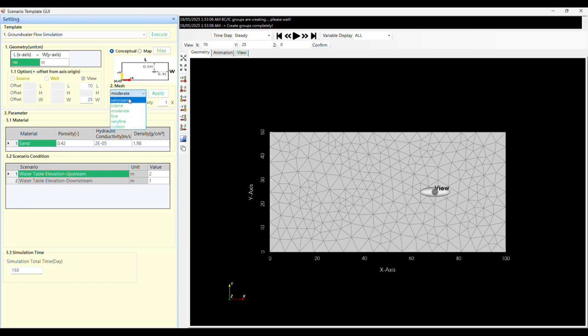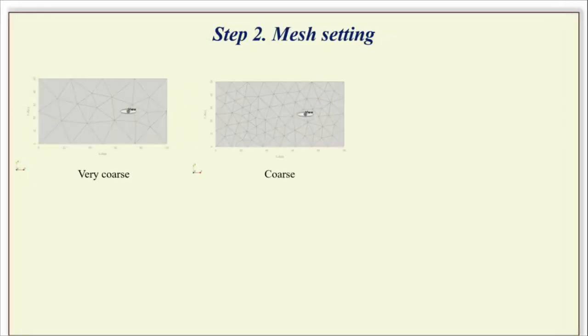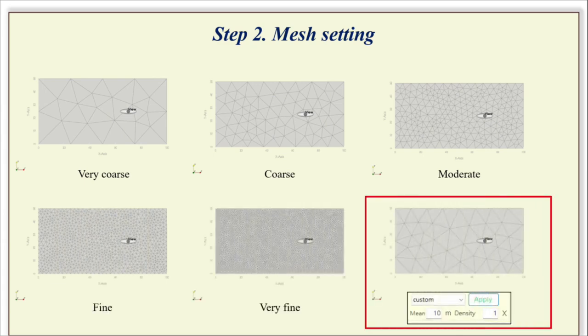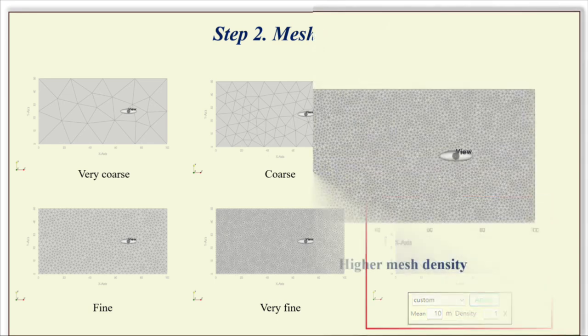The mesh refers to the grid of cells used to divide the model area for numerical simulation. It is foundational to how the software calculates groundwater flow and other processes across space. We can select from several mesh density options: very coarse, coarse, moderate, fine, very fine, or custom. Mesh density can be adjusted to control the level of detail in the simulation grid.